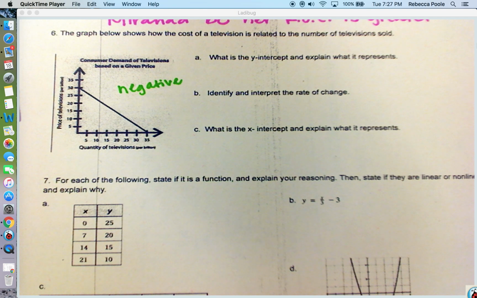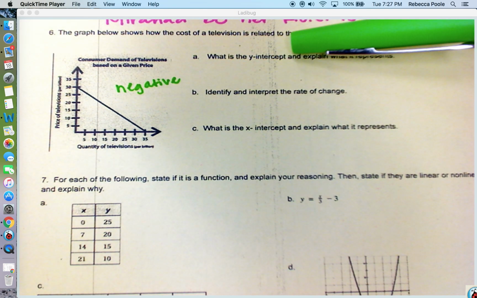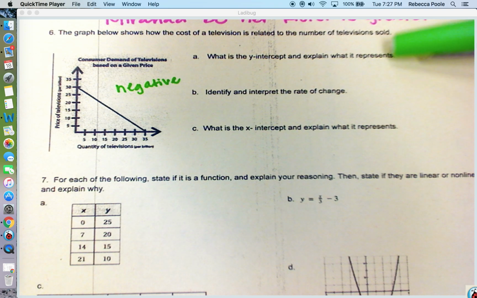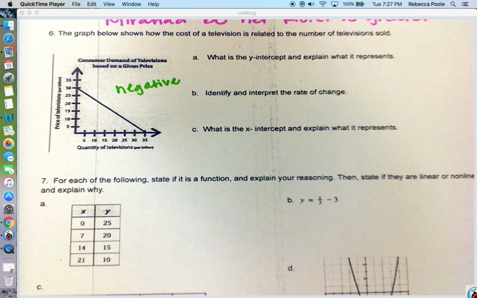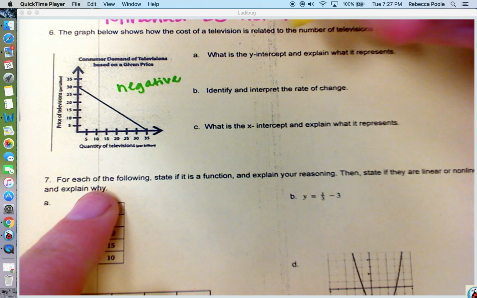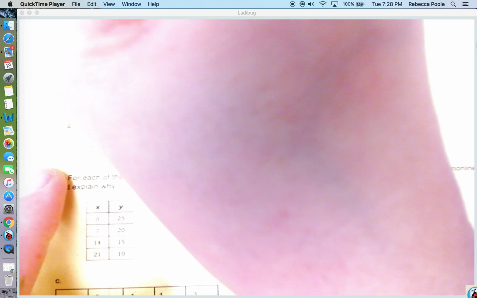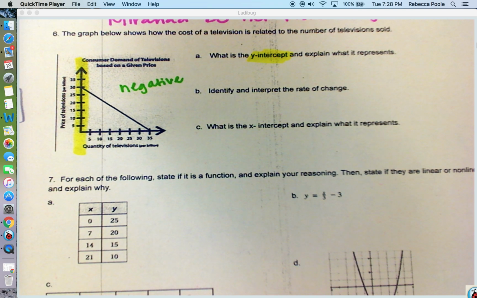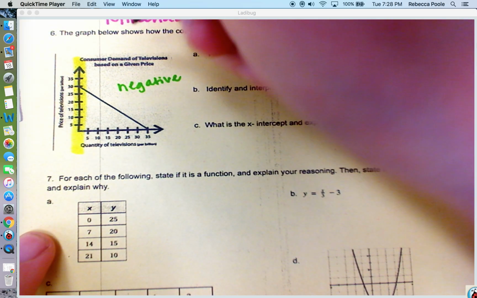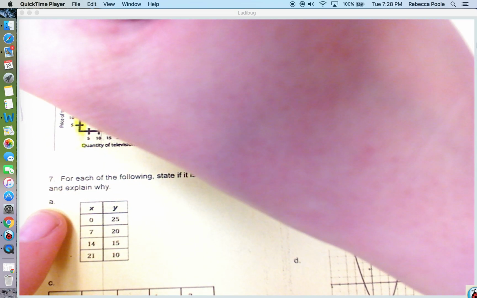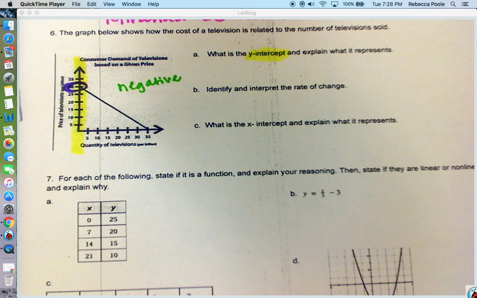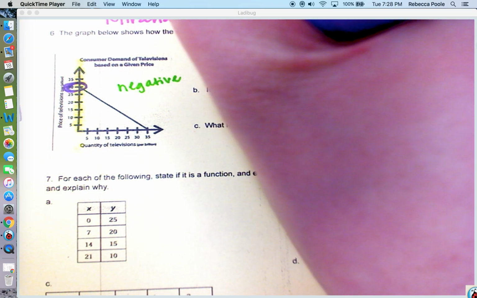All right, so if you read this problem, it says, what is the y-intercept of the graph and explain what it represents? So a y-intercept is where the graph touches the y-axis. Do y'all agree? All right, so if we're looking at this graph, hopefully we all see that the y-intercept is right here, right? And I just marked out that number, but it does look like the y-intercept is at 30, okay? So the y-intercept is 30.